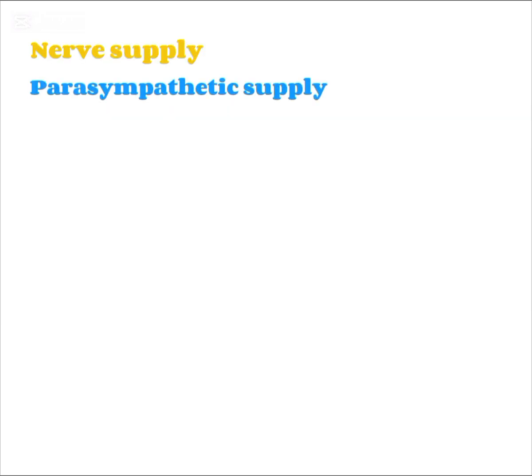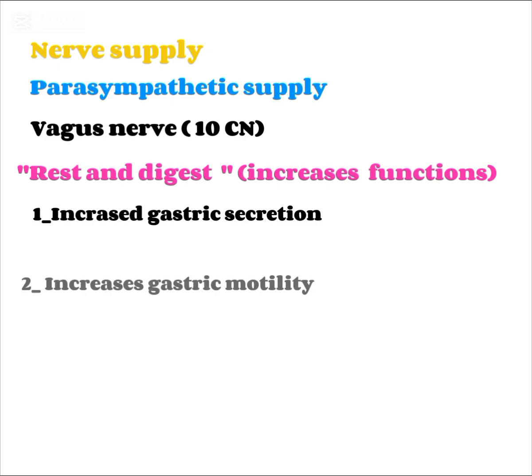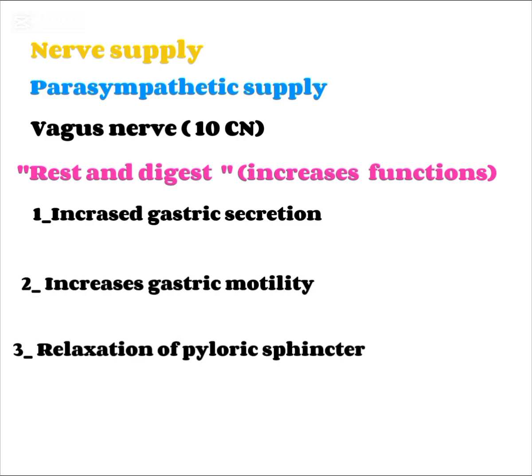Nerve supply. Parasympathetic supply arises from the vagus nerve, the 10th cranial nerve. In the rest and digest condition, parasympathetic stimulation leads to increased gastric secretion, increased gastric motility, and relaxation of pyloric sphincter.